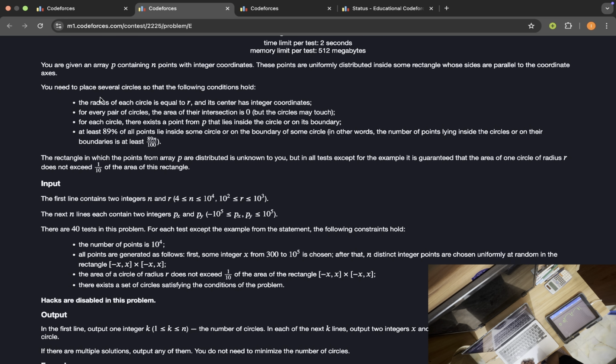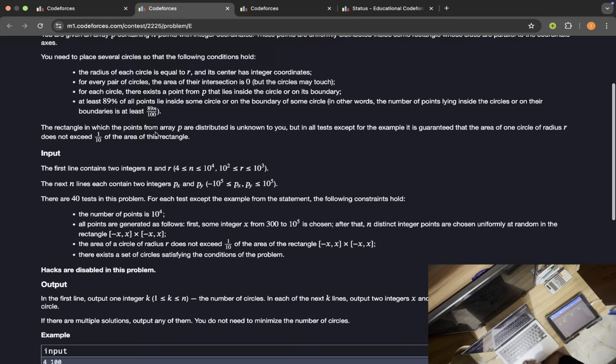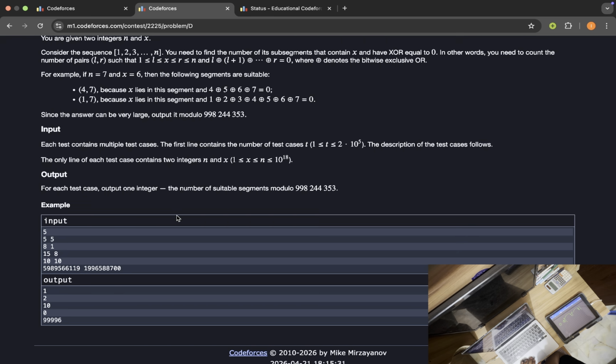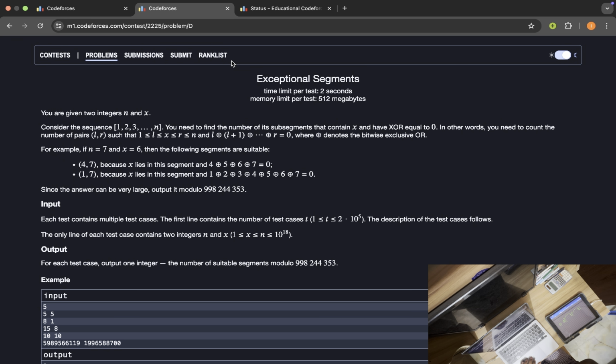You need to place several circles so that the following condition holds: the radius of each circle is equal to r and its center has integer coordinates. For every pair of... okay, I'm not interested in this question. I know my limitations.